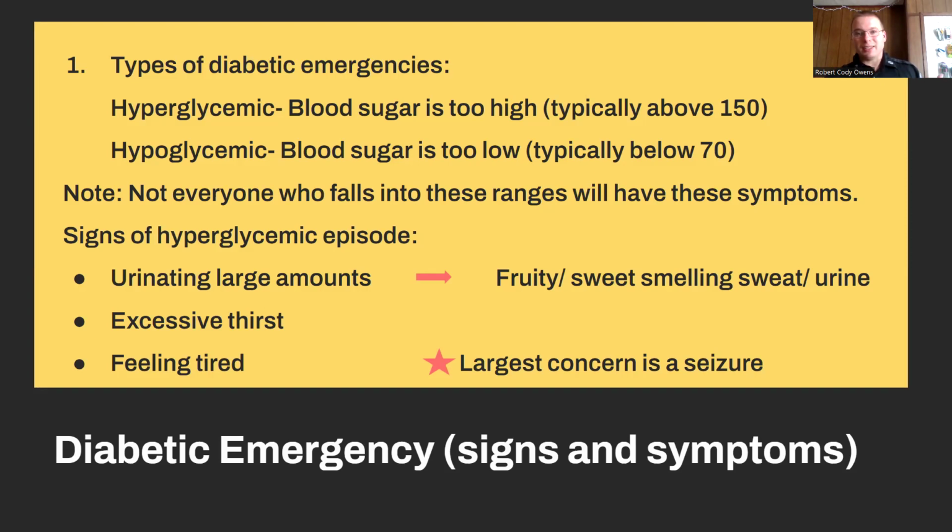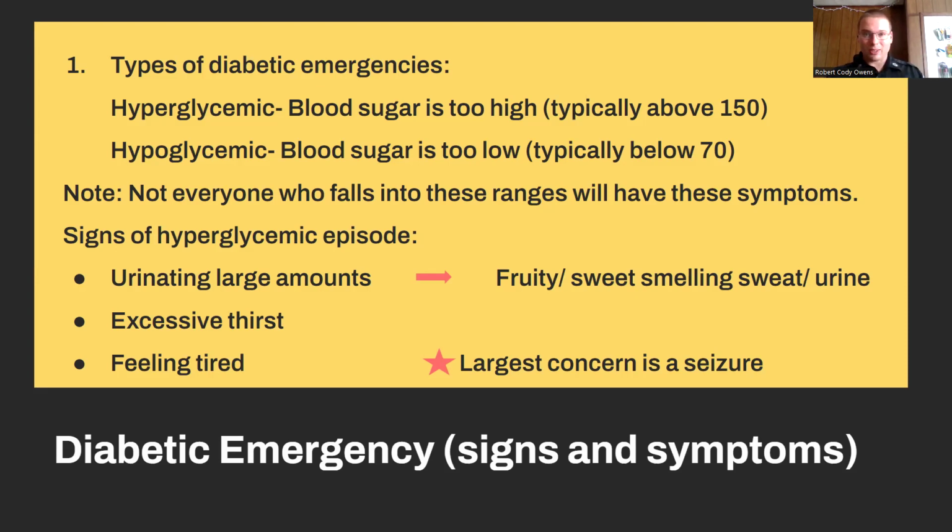And that's when they're pretty much unconscious. They're sweating, they urinate themselves, and the last two that I had, they had seizures. And so the hyperglycemic signs and symptoms are down below.